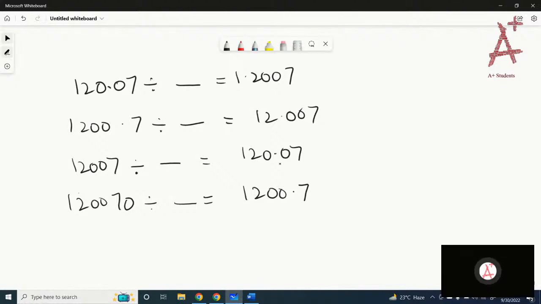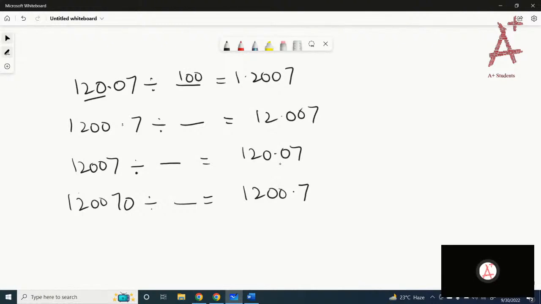Okay, we have to find what numbers they are dividing by. Just look at both the numbers. Here the decimal point is from here to here. That means the decimal point moves two places. That means it would be divided by 100. Got it?